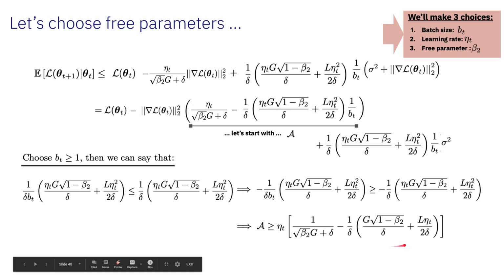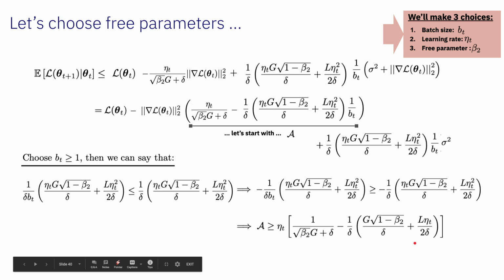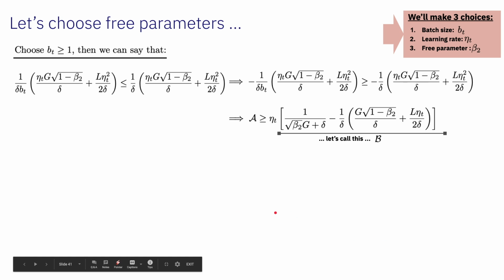So where did this come from? Well, simple. You see this part is in A, but without the eta t over square root of beta 2 g plus delta. So you can add on both sides eta t over square root of beta 2 g plus delta. So you'll get that term here and you will get it here. Now, if you take eta t as a common factor, you just get this equation. So with b t being bigger than 1, we can say that A can be greater than this term right here. Good. So now let's continue by calling this B, and let's bound that.